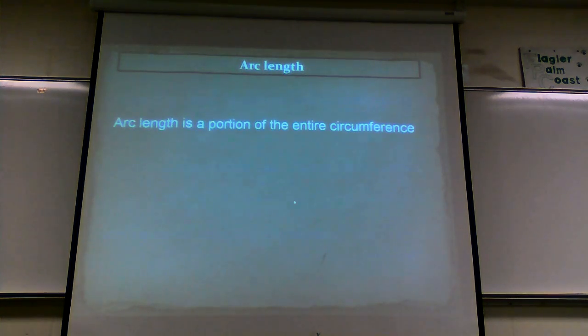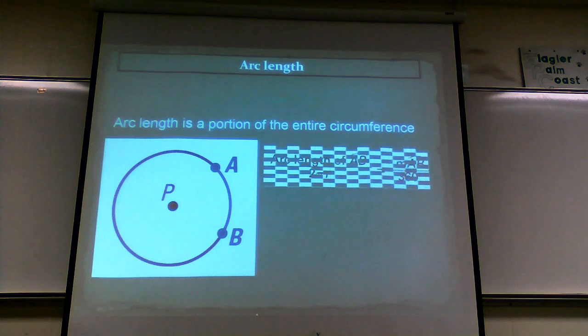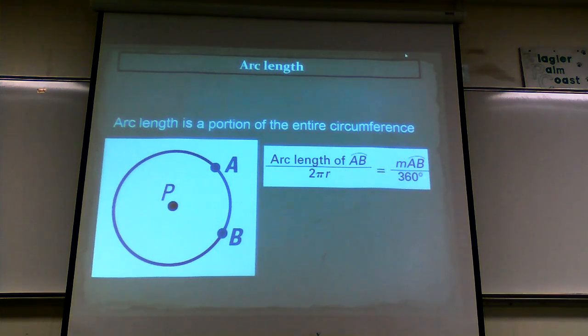The way the proportion goes, basically what you're doing is you're doing the ratio of the lengths of the arc in the circle.